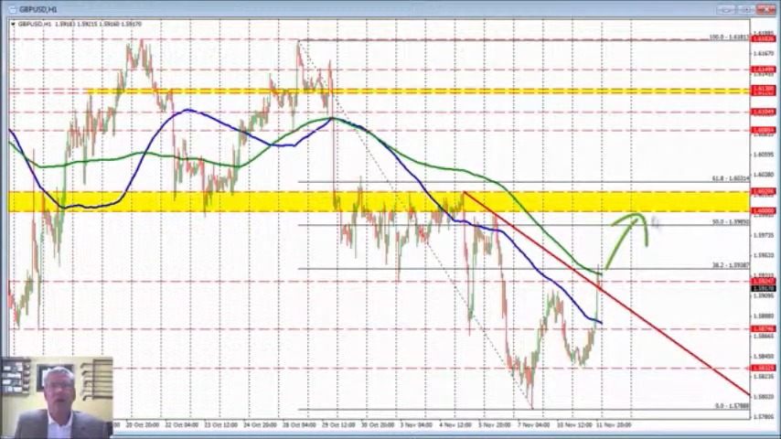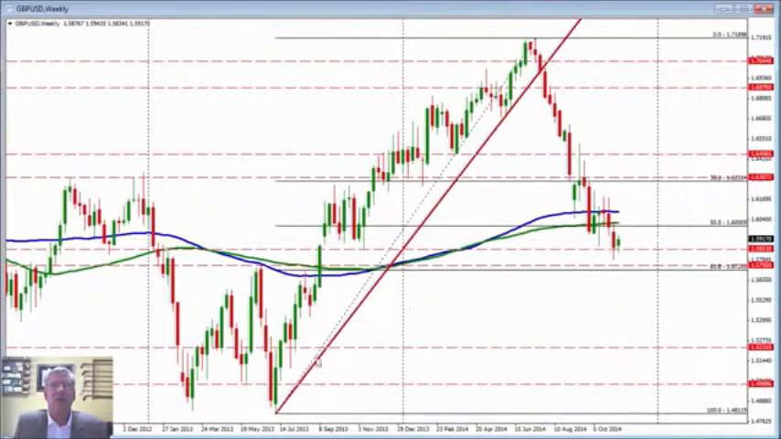We need to close above that 200-hour moving average in order to push this market to the upside for the sterling versus US dollar. I want to remind everybody about the 160 level, 160.20 level. What is the significance of those levels? If we do move higher, the 160 level is a 50% retracement of the move up from the 2013 low to the 2014 high. The 160.20 level is the 200-week moving average. That's the green line in this chart.